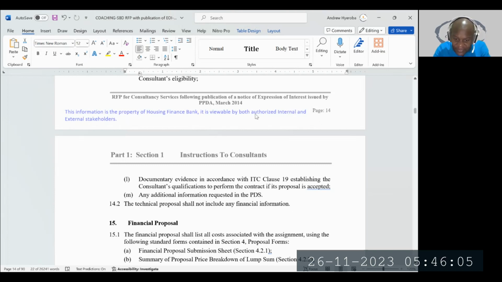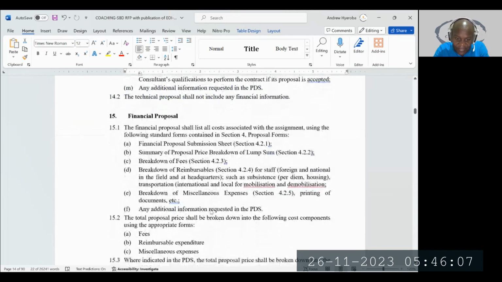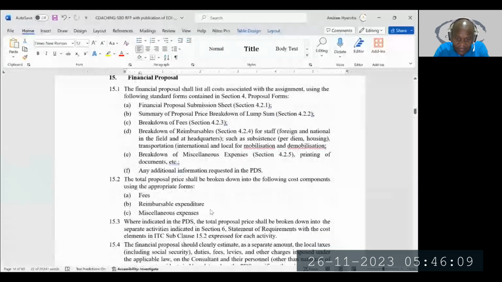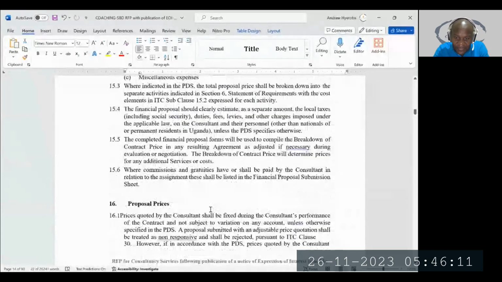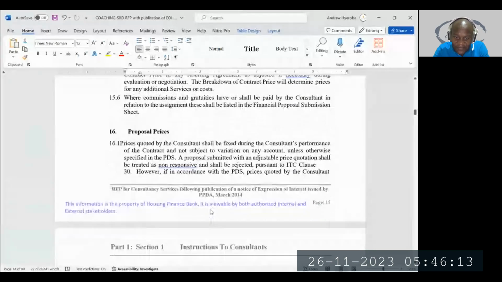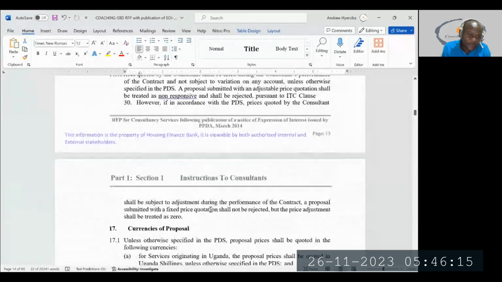The financial proposal is okay, not very complicated. It's actually shorter than the technical proposal. The proposal prices shall be fixed, and that's why we have a proposal securing declaration. It means we are saying this proposal shall be valid with these prices up to date XY. That's very important. And then the currency is UGX.